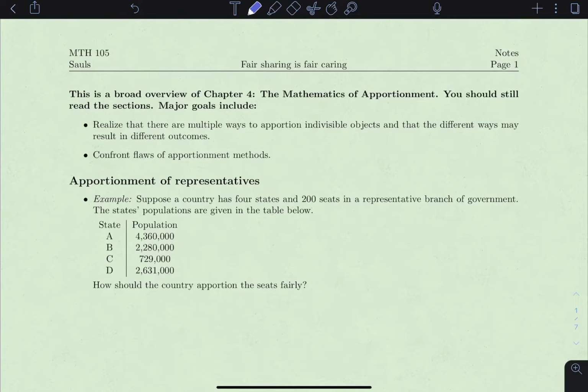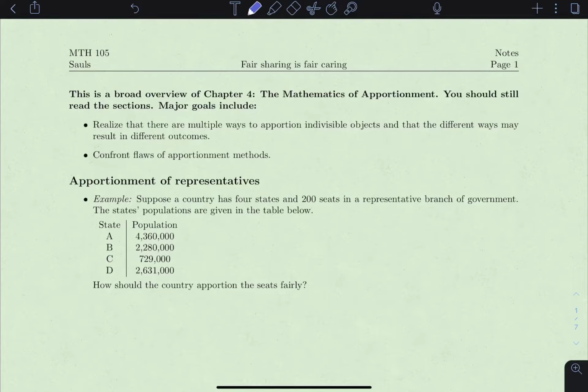Apportionment is often brought up in the context of a government and the seats in a representative branch of government, and how they're going to be distributed amongst the different bodies of power, usually a state. So our first example is a country with 4 states. There's 200 seats in the House of Representatives, or whatever the representative branch of government is called. And we have this table, which tells us how the population of the country is divided amongst the states. The question is, you have these 200 seats. How do you give each of the 4 states some seats? That's the apportionment problem.